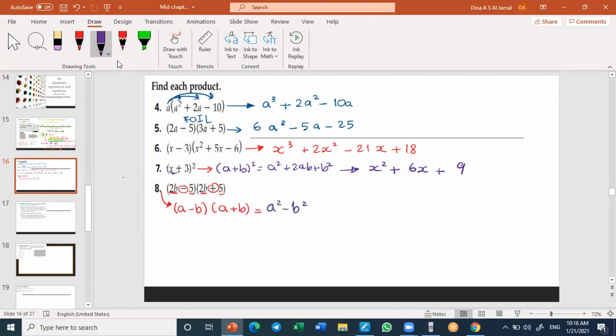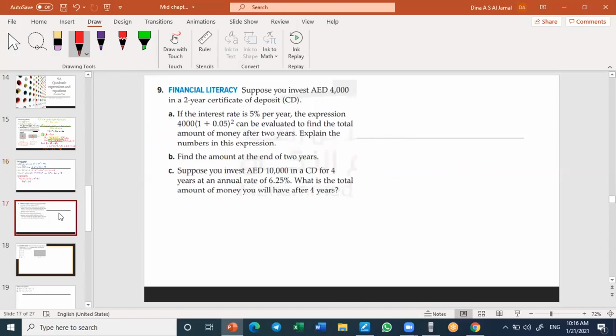That means you must take the first one, square it, which will give you 4b squared, sorry, not a, 4b squared, minus square the last, which is 25. Great. Now let's go to this question.